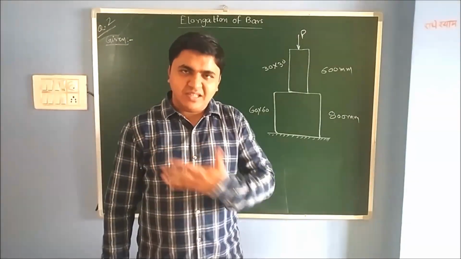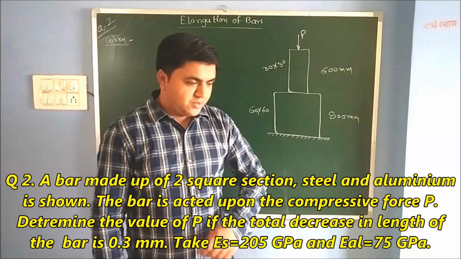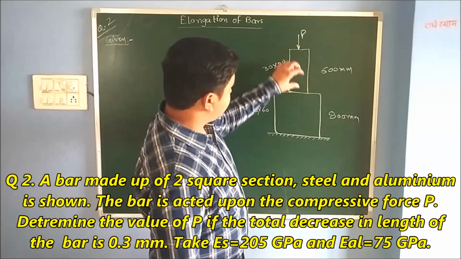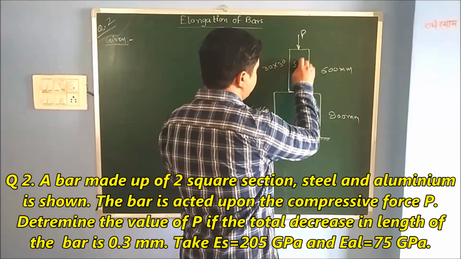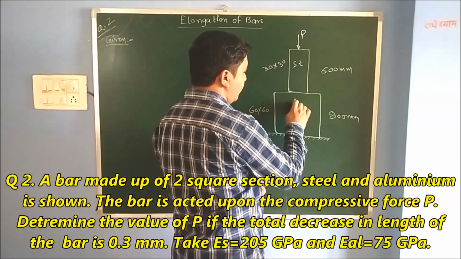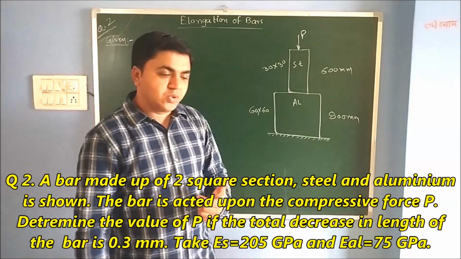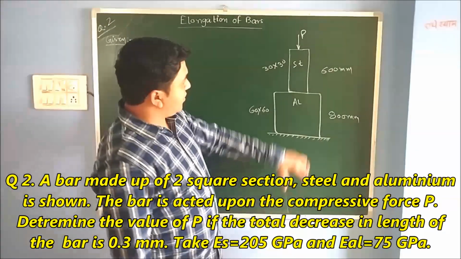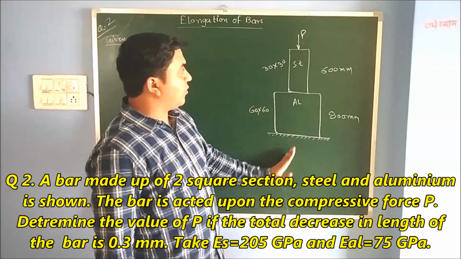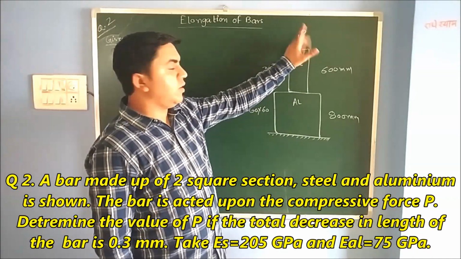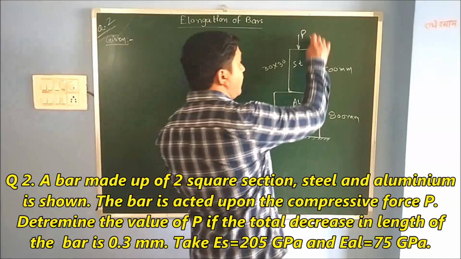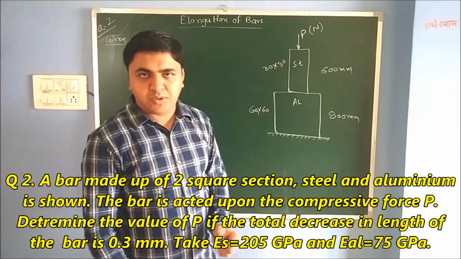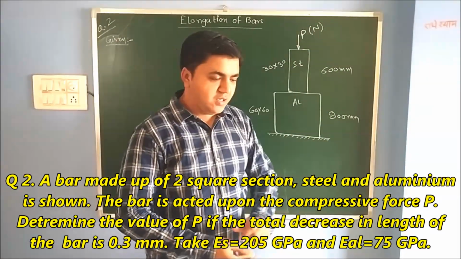Now let's read the second problem. It says a bar is made of two cross sections, one of steel and the other of aluminium. Two square cross sections are given to you. This bar is acted upon by a compressive force P, and the value of P should be found out. Let's assume the value of P is in Newton, so the answer will also be in Newton.